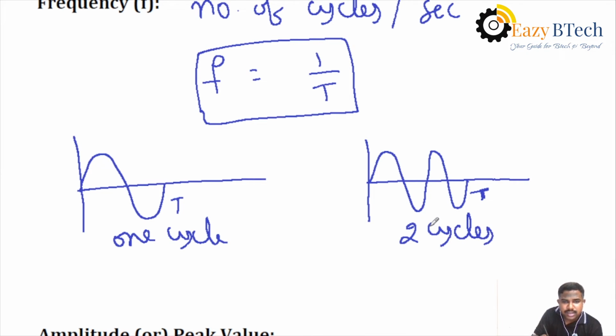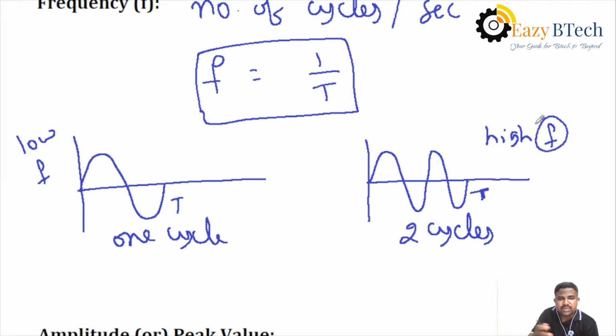In the first example, we have a low value of frequency, and in the second we have a high value of frequency. In the first example we have only one cycle, and in the second example we have two cycles. That is, the number of cycles is increasing, so you get a higher frequency. Like that, you have to calculate the frequency value based on the number of cycles.